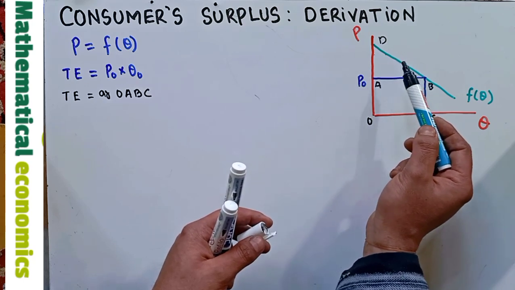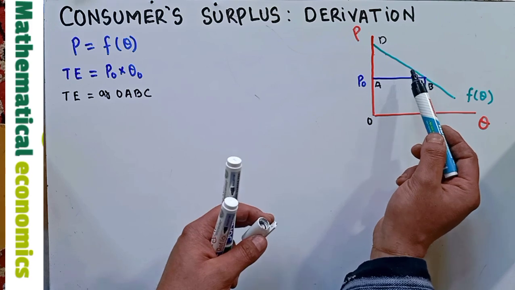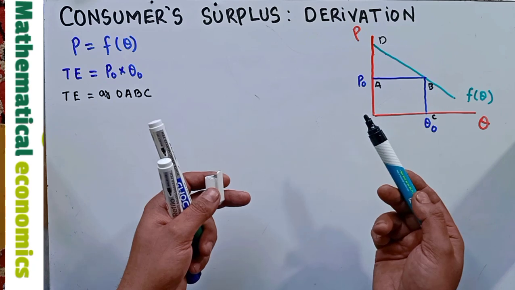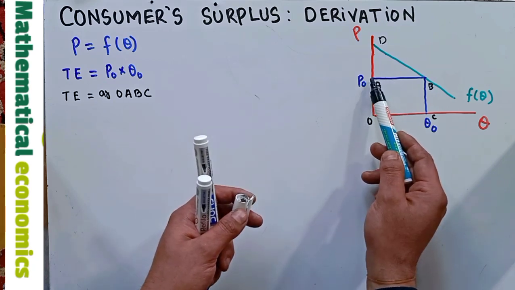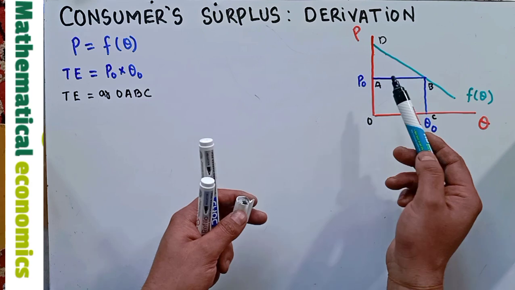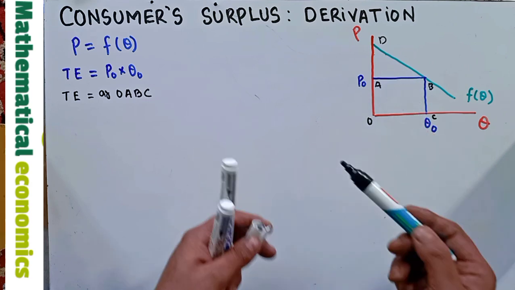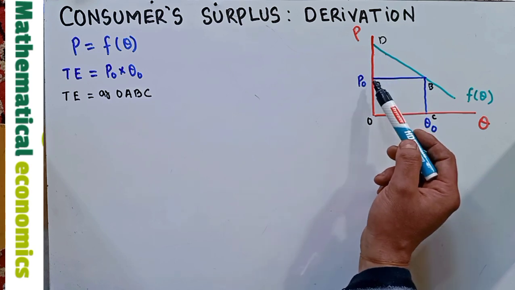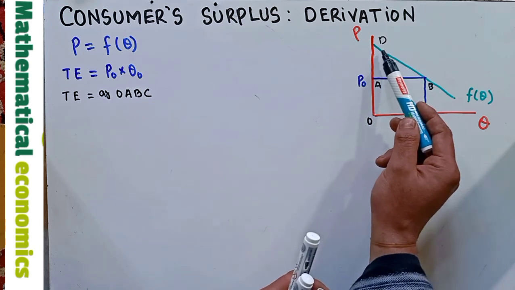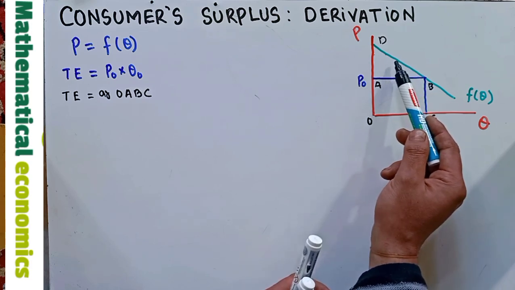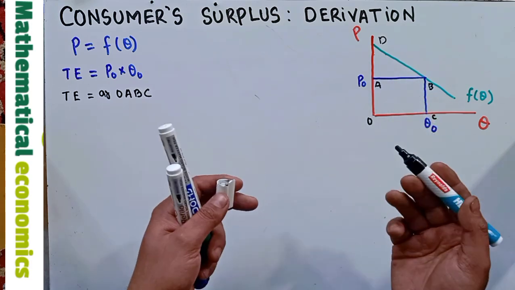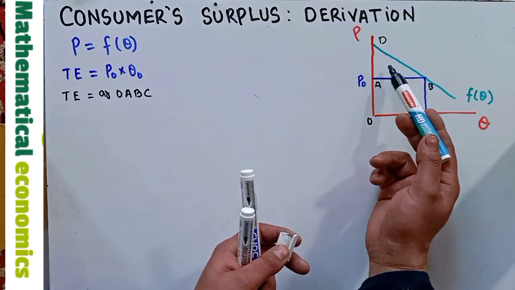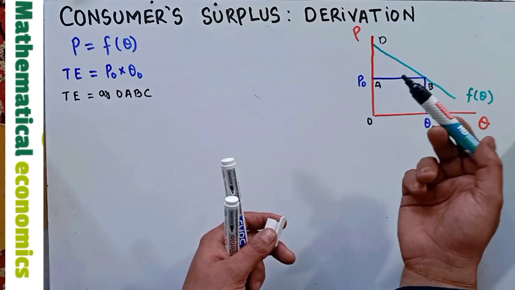represents the benefit to the consumers of paying a fixed price P naught. This triangle is definitely the benefit to the consumers, because they are only paying a price P naught, and there would have been other consumers who would have been paying a price above P naught. Since they are only paying P naught, this triangular region denotes the benefit to the consumers of paying a fixed price, and this triangle is the consumer surplus.